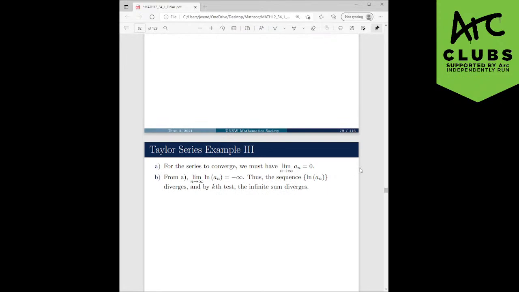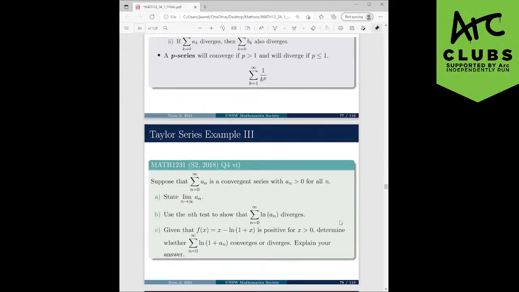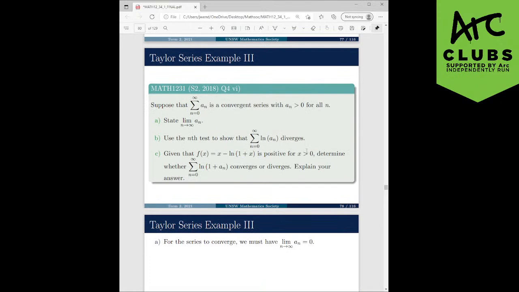And lo and behold, if the limit of an is 0 as n goes to infinity, then the limit of ln an has to be negative infinity, because ln of a number approaching 0 is negative infinity. Sorry, not ln of 0, ln of a number approaching 0 is negative infinity. And that's clearly not 0. So your series diverges by the nth term test. I should have changed that to nth term test. You didn't see that.